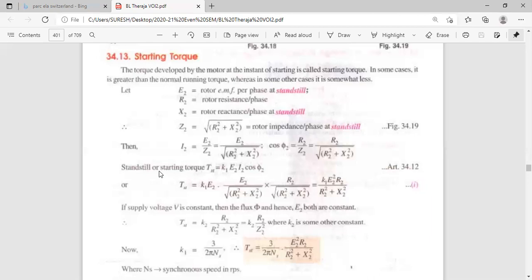In the problem we have done, at standstill, S is 1. Therefore, torque is directly proportional to K1, where K1 is a constant. Torque is proportional to E2 I2 cos phi 2. You have to remember this formula.